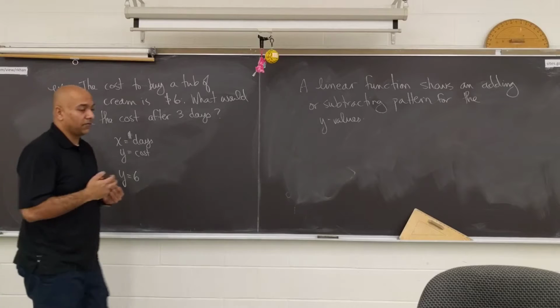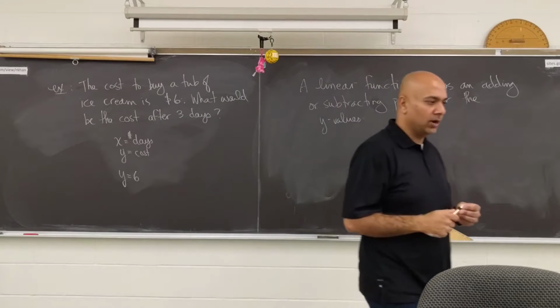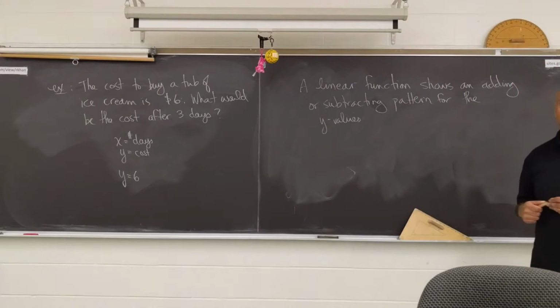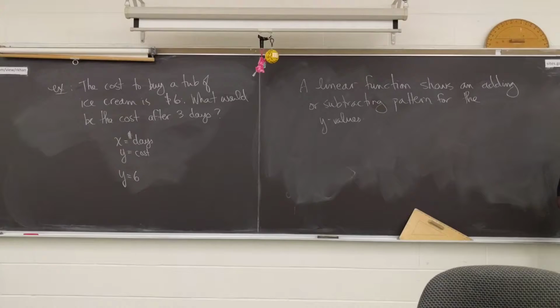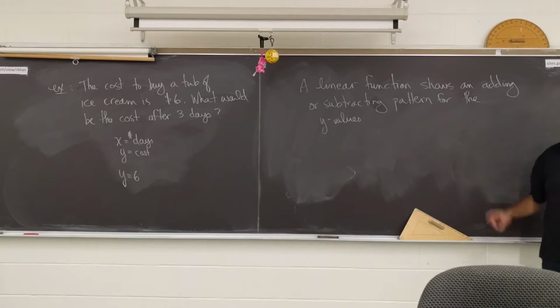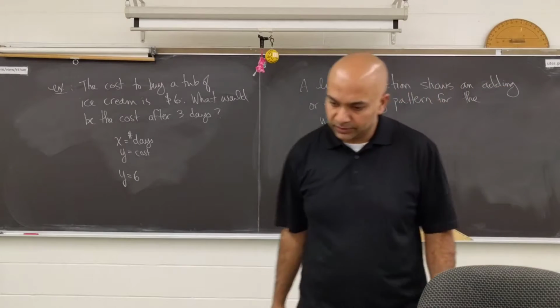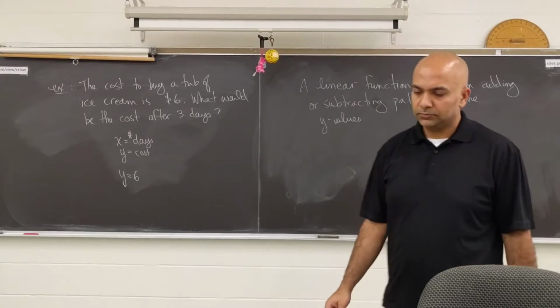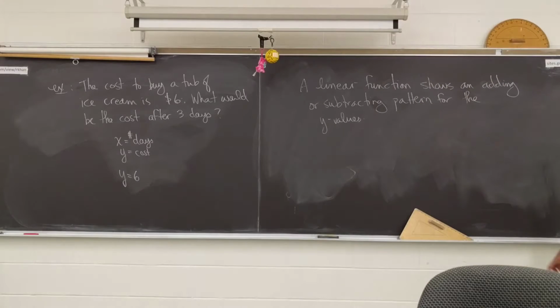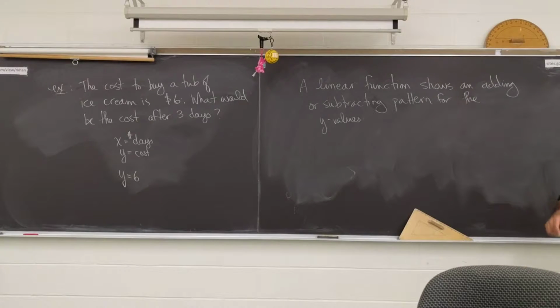Look, if I'm honest, that's not a great mathematical way of explaining this, but it does make a lot of sense, especially when we start looking at some examples. I used to teach this by saying linear function shows an arithmetic pattern. Then we have to talk about what the word arithmetic means and all that, so let's forget about that. Shows an adding subtracting pattern. What we'll do, we'll do the exact same thing. We'll look at what the table looks like, the graph and the rule. We'll do an example, and then we'll be done.